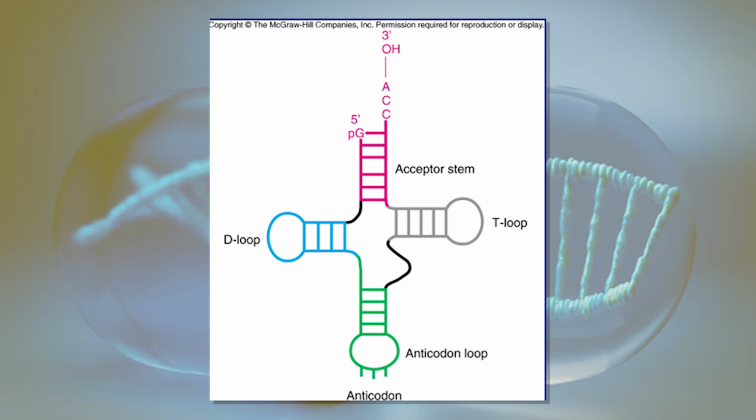You see the clover leaf with the 5 prime and 3 prime ends; at the 3 prime end the amino acids are charged. One loop is the D loop, another is the anticodon loop, and the other loop is the T psi C loop. The anticodon reads the mRNA codon, and the specific amino acid is bound to its tRNA with the help of the aminoacyl tRNA synthetase enzyme. It needs ATP energy to activate this tRNA.